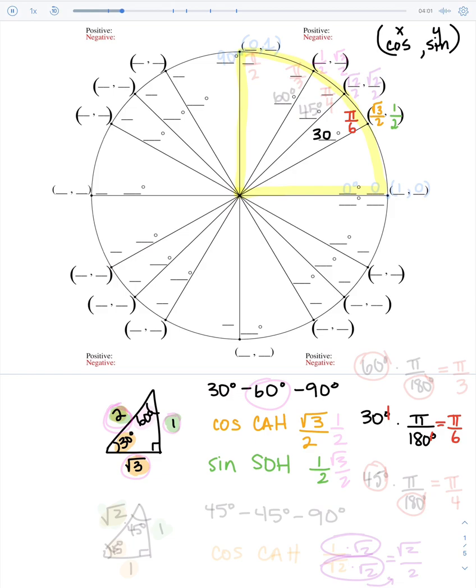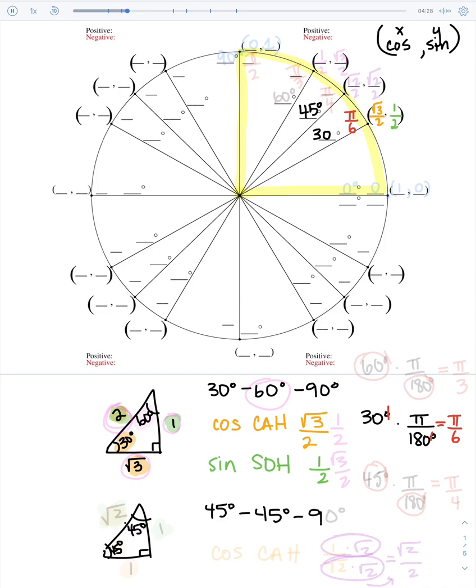Now let's look at the next angle. The next angle is actually going to be the 45-degree angle, which is going to come from the 45, 45, 90 triangle. So we can go ahead and draw that down below. So that would be the 45, 45, 90 triangle.